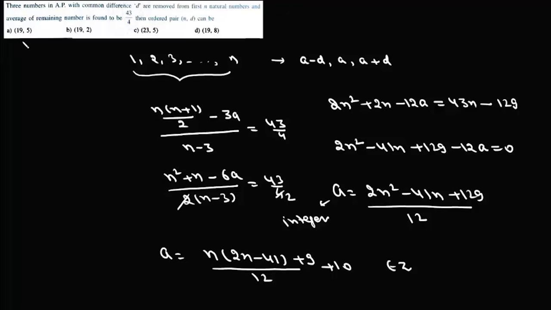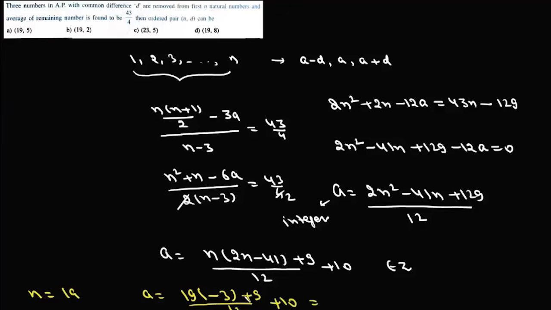Now there are two values of n given in the question. Either n can take the value 19 or 23. So first we'll check for n equals 19. Now if we put n as 19, it will be this 19 and then this is 38 minus 41. So that will be minus 3 plus 9 divided by 12 plus 10.